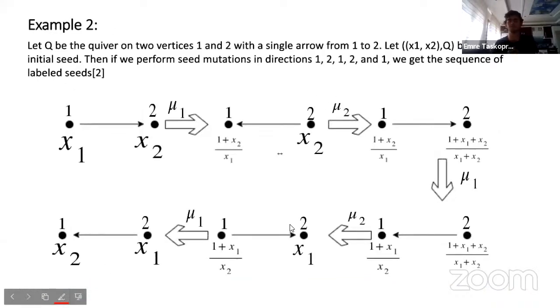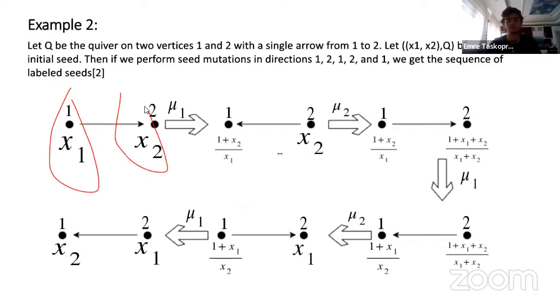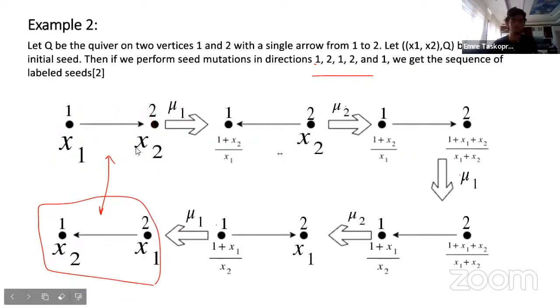In the second example, we have a little tree. Let Q be a quiver on the vertices 1 and 2, and we mutate these vertices according to a sequence, which is 1, 2, 1, 2 and 1. In this case, we have mutated these vertices five times, and if we follow this sequence, we are left with the same vertices again over here.